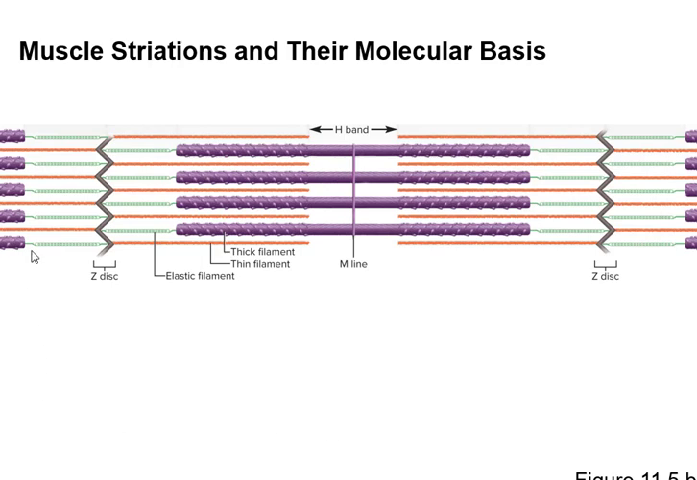So let's see if we can recap and put it all together. Here's your I band right here on either side of the Z disc. Here's another I band. Here's your A band, which is where the myosin is. Here's your M line, and that's kind of easy to remember because it's in the middle. It's the M line. And then this band right here is the H band. Right there. And we're lacking those golf club heads.